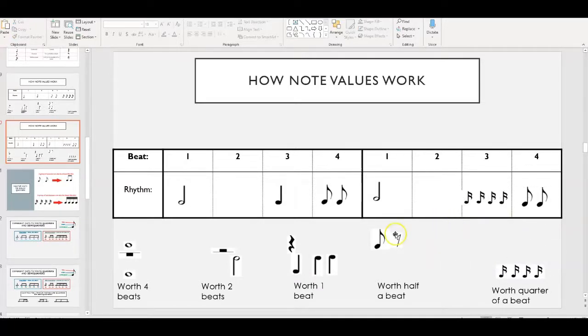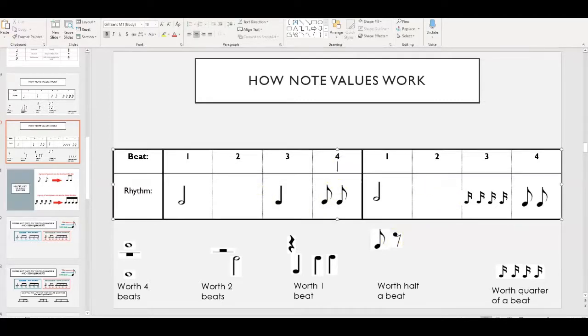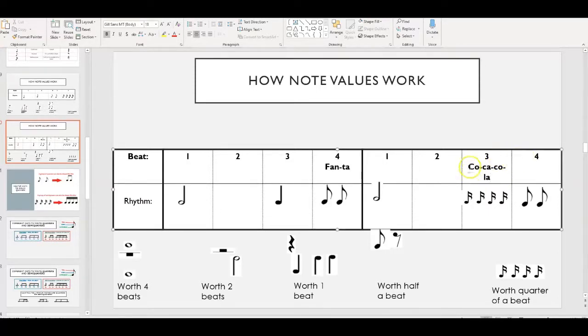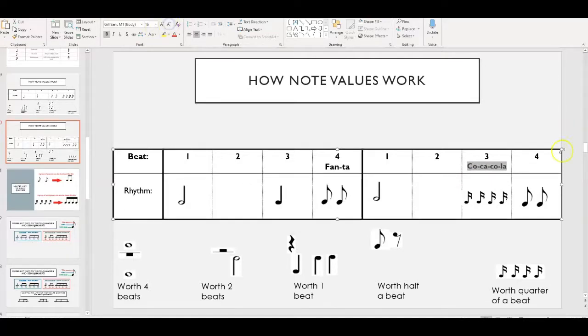Okay, cool. So this rhythm is starting to get a bit more complicated. So when I get to this bar here, I'm going to say Fanta just to help me clap these 2 notes. So 1, 2, 3, Fanta. And then for these notes, I'm going to say Coca-Cola. And then on the last bar, I'm going to say Fanta again just to help me clap that rhythm. So let's try and clap this together.